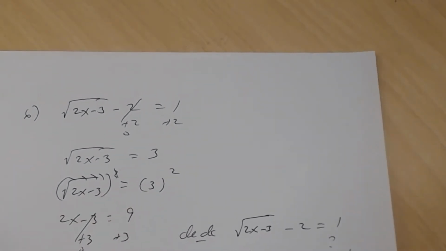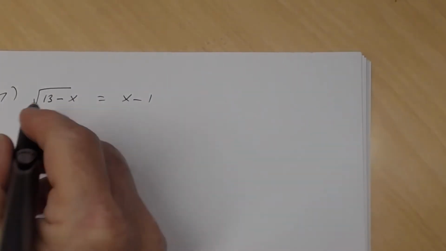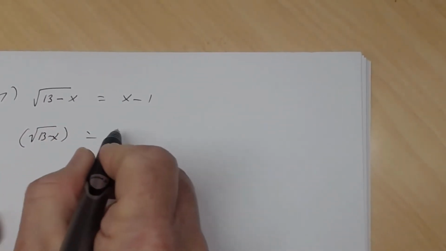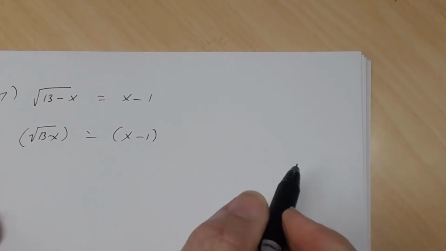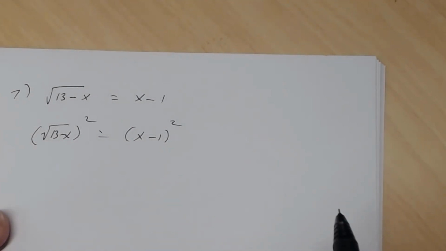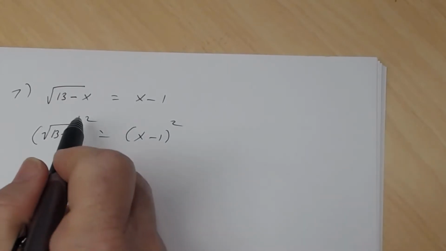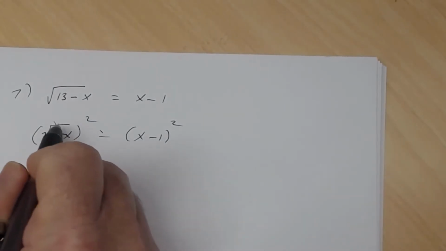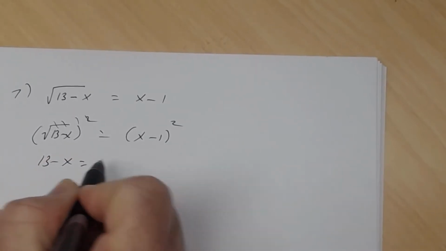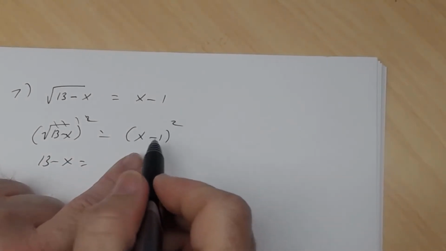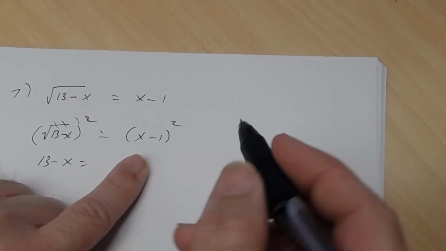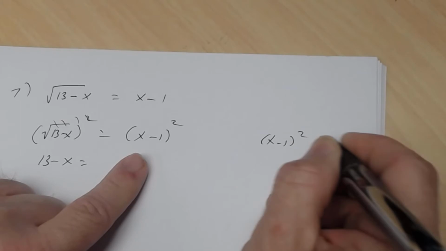This part is always important. So we're going to enclose both sides in parentheses, and now we're going to square both sides. Again, the square and the square root undo each other. So I'm going to have 13 minus x equal. All right, now here's the situation. Here I'm squaring x minus 1, so I've got to simplify this. Let's talk about what that is.